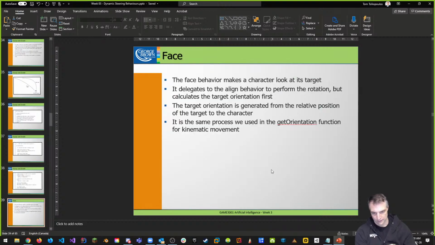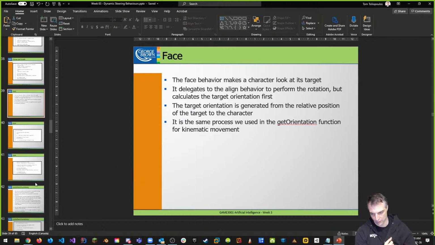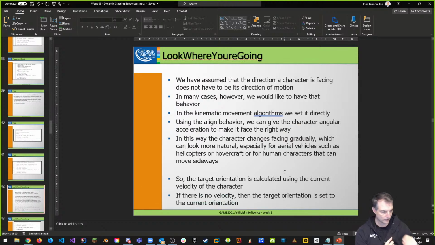Okay. Face. This is another one. Face behavior makes a character look at its target. And we talked about this. And one thing that comes out of face is something called look where you're going. So look where you're going is an extension of facing the target.